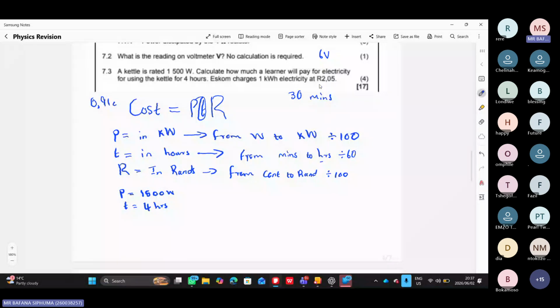Then for this one, you're not going to convert because it's 2 rand. You only convert maybe if you have 0.1 cent. That's why you convert it into rands. So your R is equal to 2.05 right there. Now we're making the conversions.